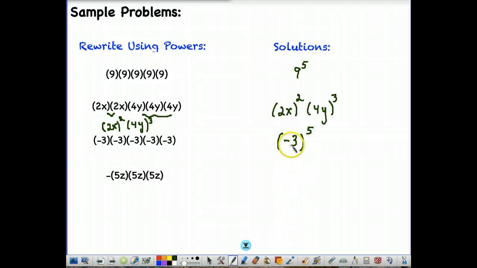You want to be careful, though, to keep that minus sign inside the parentheses with the 3, so that you know each time you are multiplying negative 3 times negative 3 times negative 3 times negative 3 times negative 3, rather than negative 3 times 3 times 3 times 3 times 3. So if you put the minus sign out front, that is exactly what you would be doing. Like in this last example, we have a minus sign out front. So we would write that a little differently. We would leave the minus out front, and then we would write our 5z, and how many do we have? You can see that we have 3. So that's a little different than the one above.